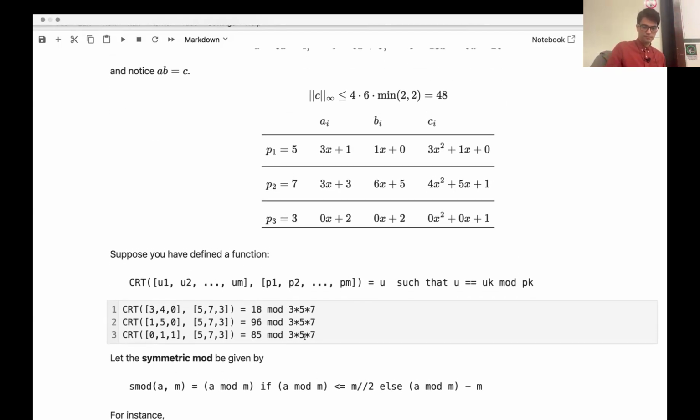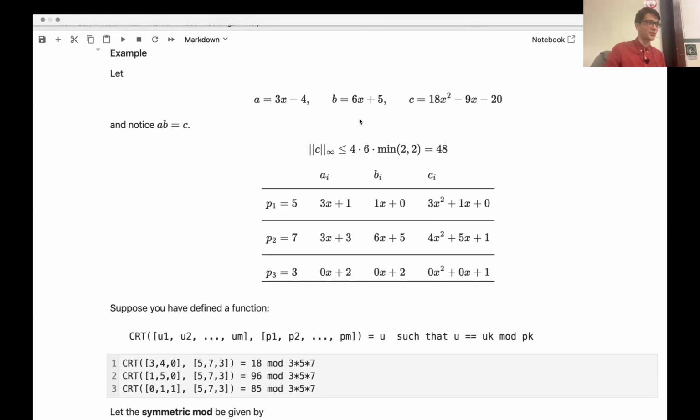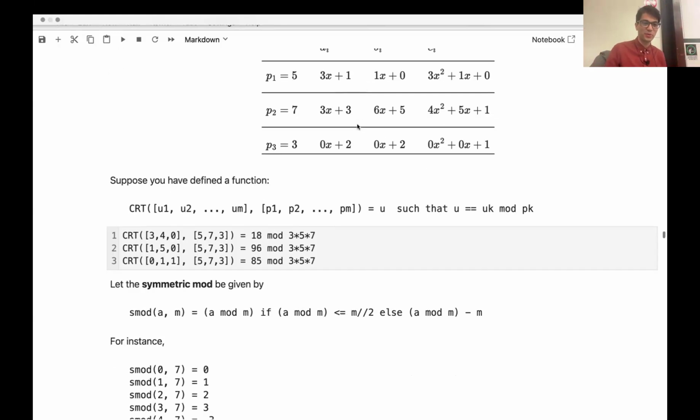what's down here? 340. Yeah, so 340, you get 18. 150, you get 96. And 011, you get 85. Right? That's the solution to that. So my claim then is, okay, the product over the integers is 18x squared plus 96x plus 85. But clearly that's wrong since there's some negatives in here. But this is why we're going to use the symmetric mod. The symmetric mod is going to help us recover the negatives back, right? We just have to sort of shift this a bit.